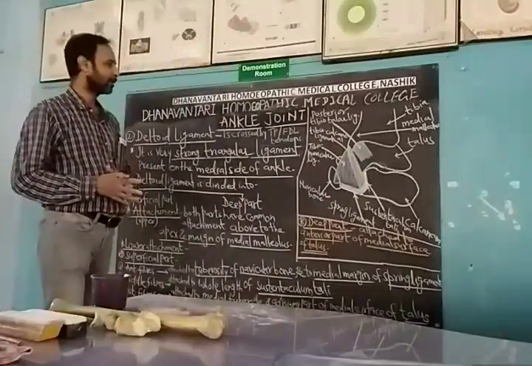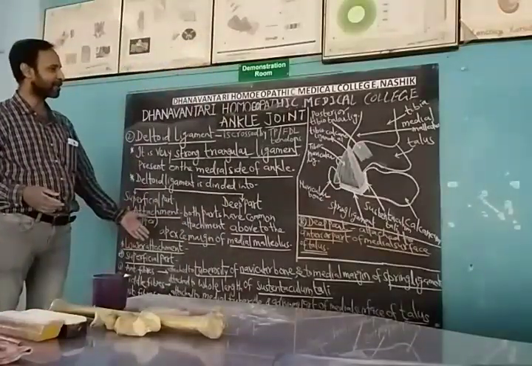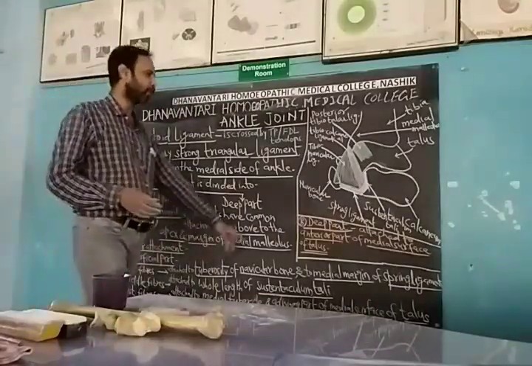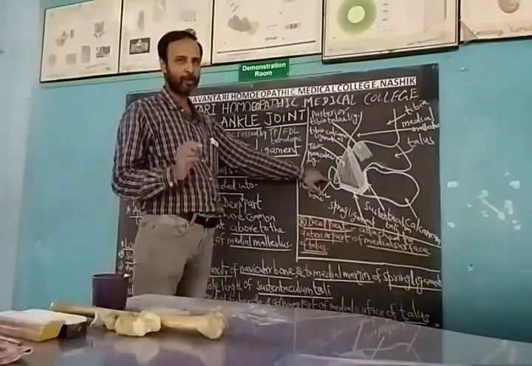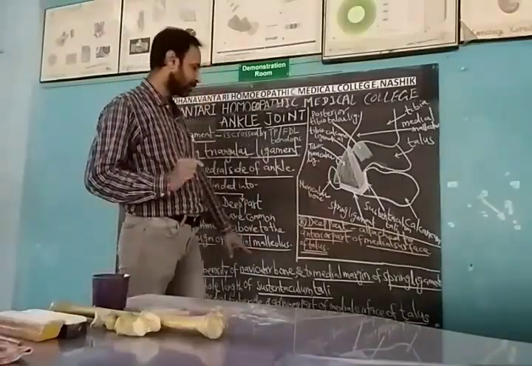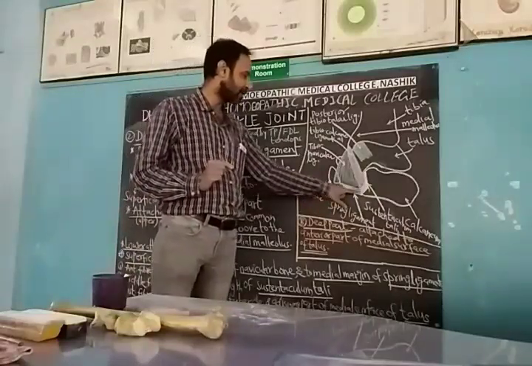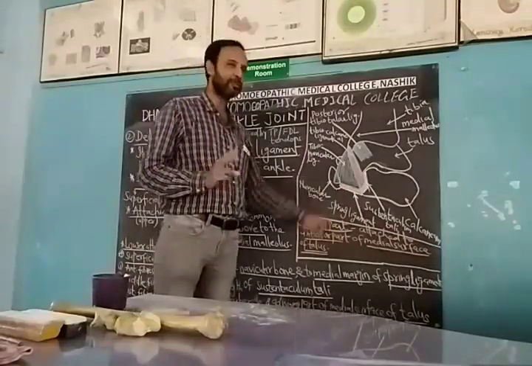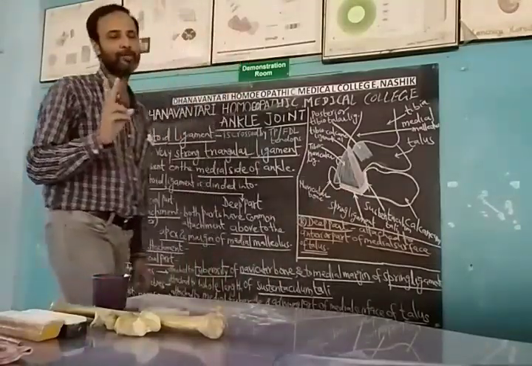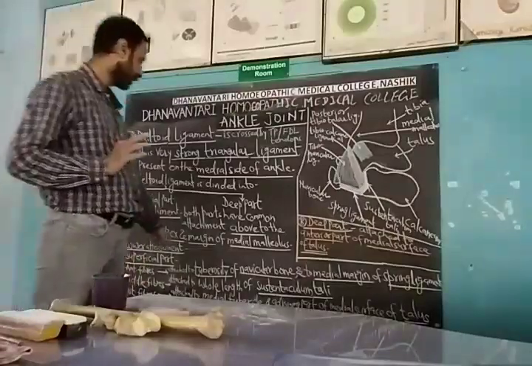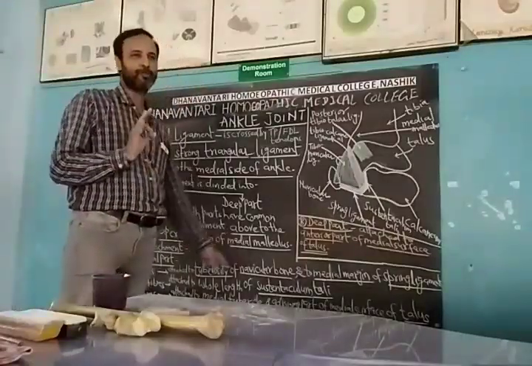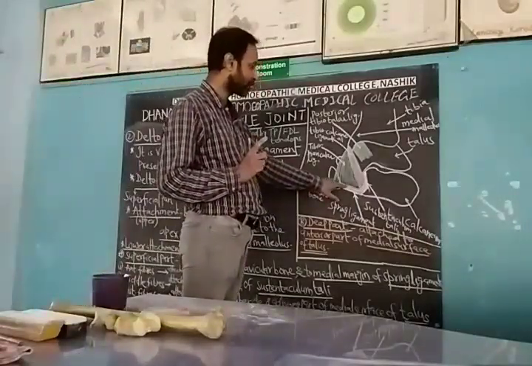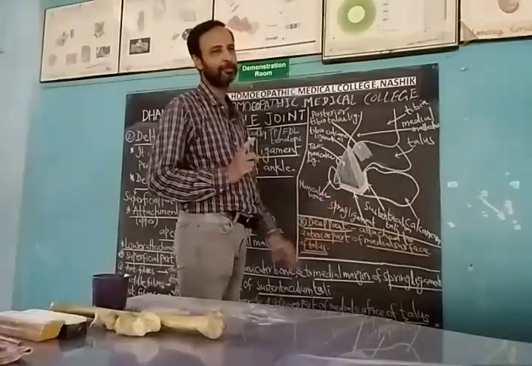So these are the three. First we'll see the anterior fibers, the tibio-navicular. It is attached to the tuberosity of the navicular bone and to the medial margin of the spring ligament. This is the spring ligament. So the anterior fiber has two attachments: one is the tuberosity of the navicular bone, and second is the medial margin of the spring ligament.